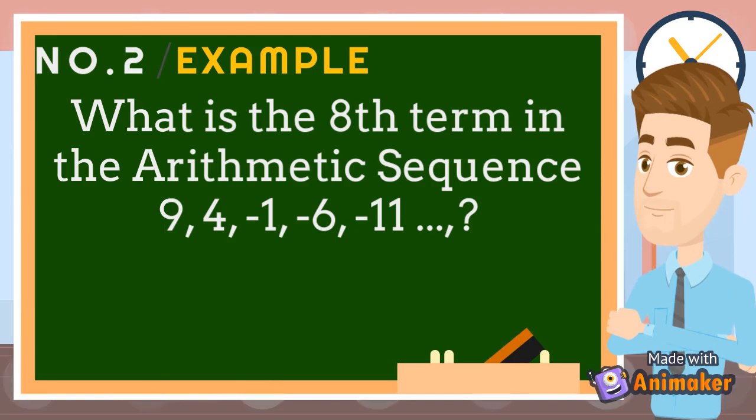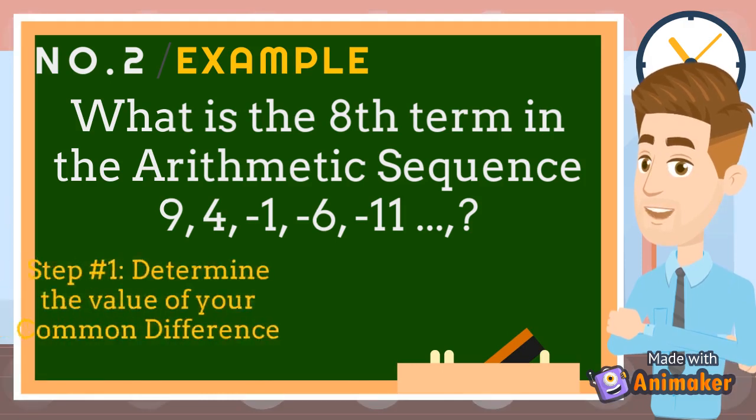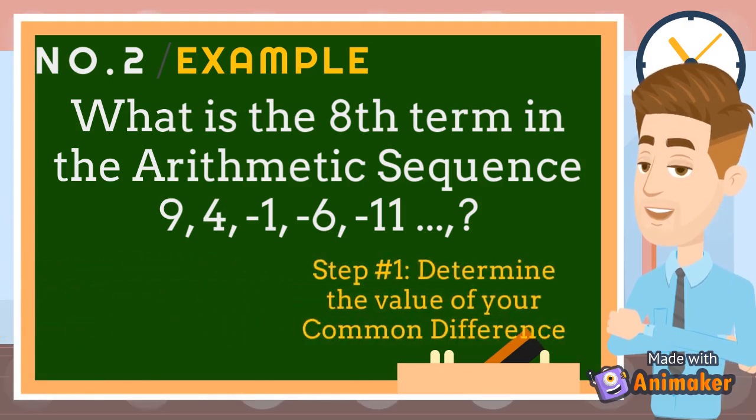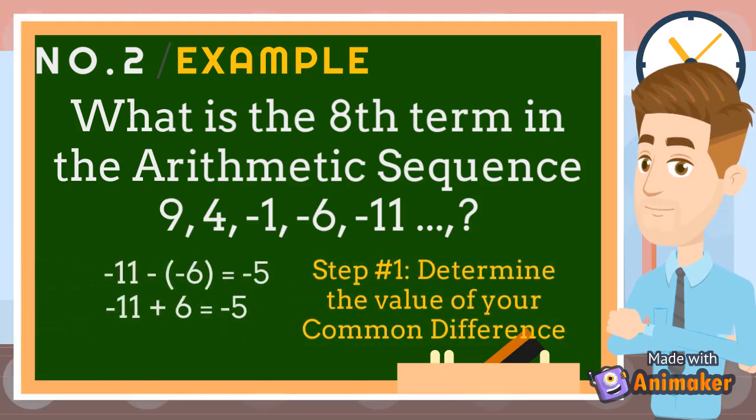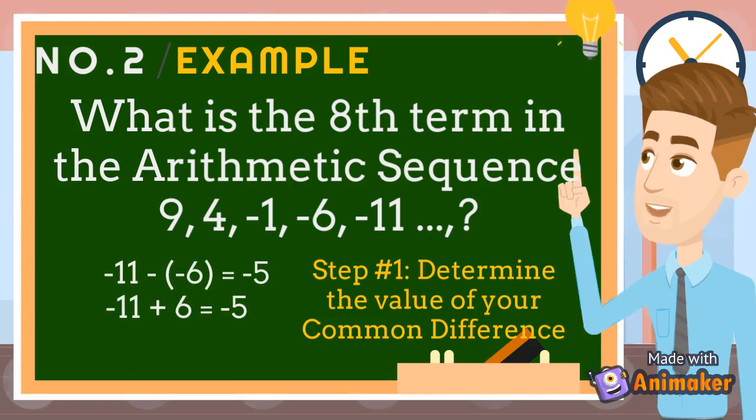Let's see. Following our 3-way step, let's now determine our common difference with the following solutions. Starting with -11 minus -6 equals -5. Why -5? As you can see, our operation there is subtraction, and it is being followed by a negative number, which is -6. Therefore, negative times negative will give us positive 6. So, we now have -11 plus 6.